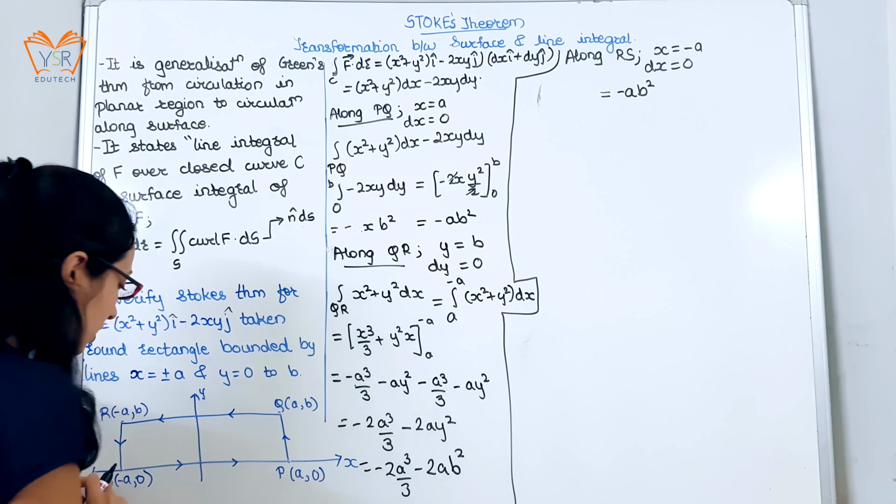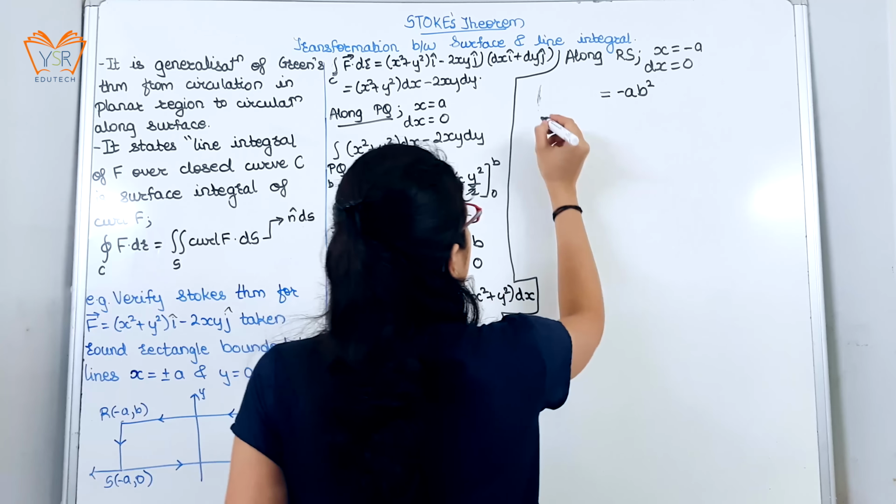And for the last line, S to P, along SP, y is equal to 0. So dy will be equal to 0. If you find out the value of the line integral, it will be 2a cube by 3. For PQ, we have the value minus ab square.